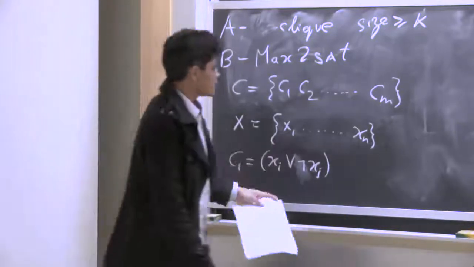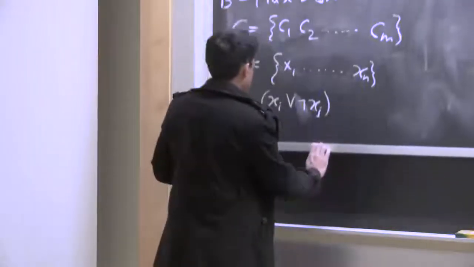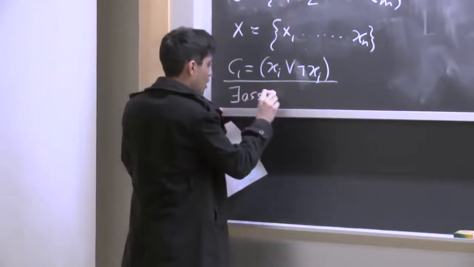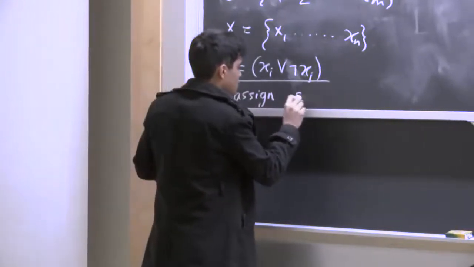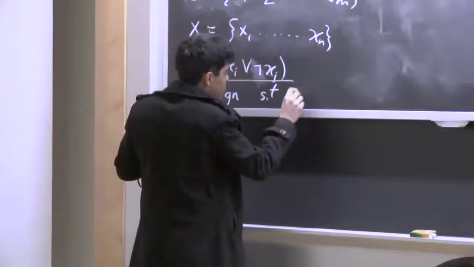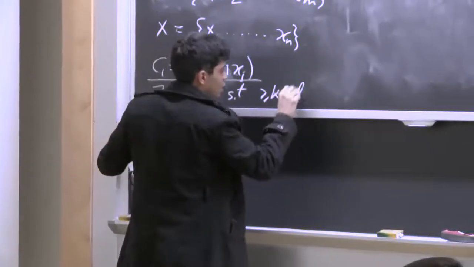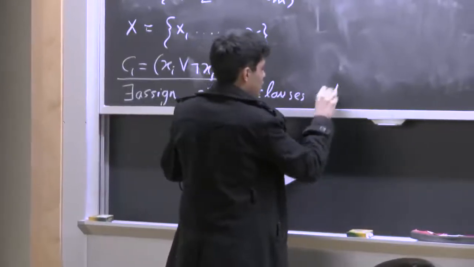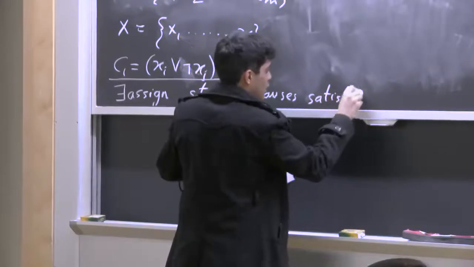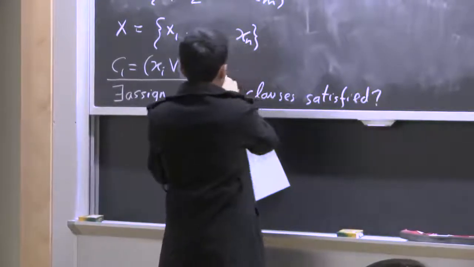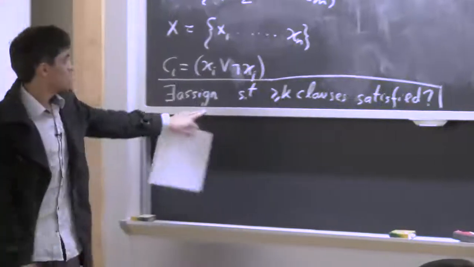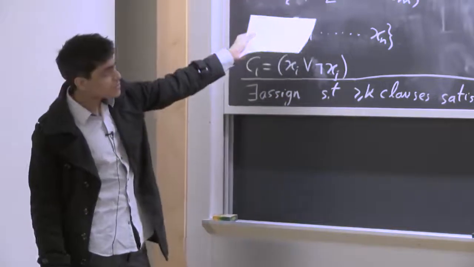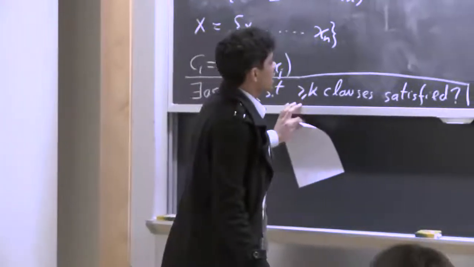So now the decision problem is: does there exist an assignment such that greater than or equal to K clauses are satisfied? So that is the decision problem. Is there an assignment to literals such that at least K of these clauses are satisfied? And now we're going to show that it is reducible from K clique.